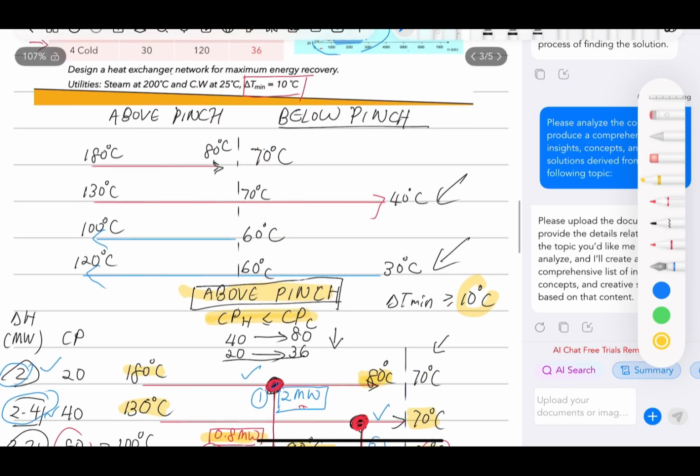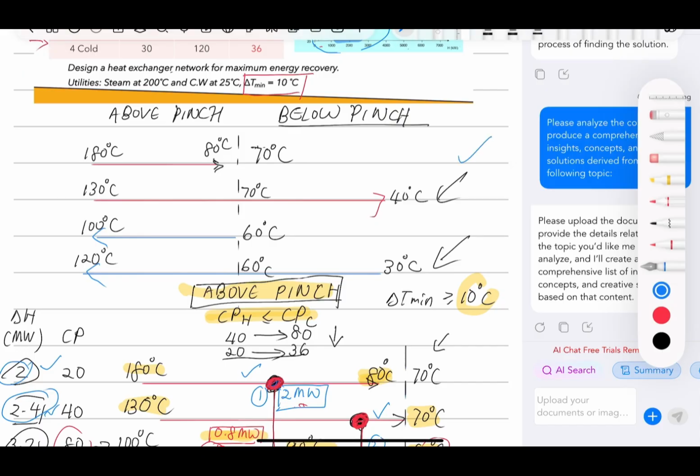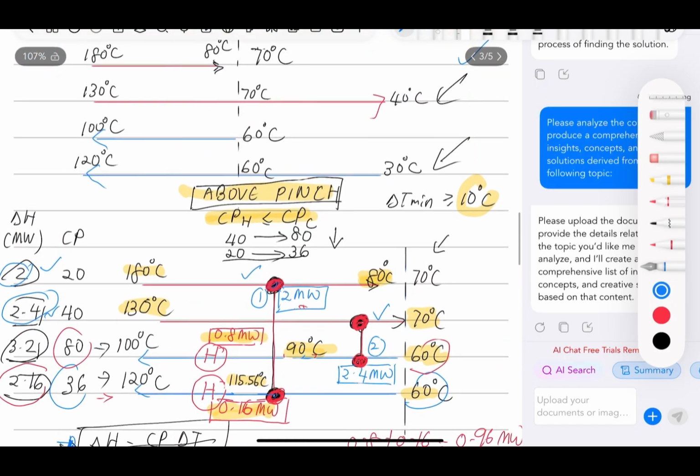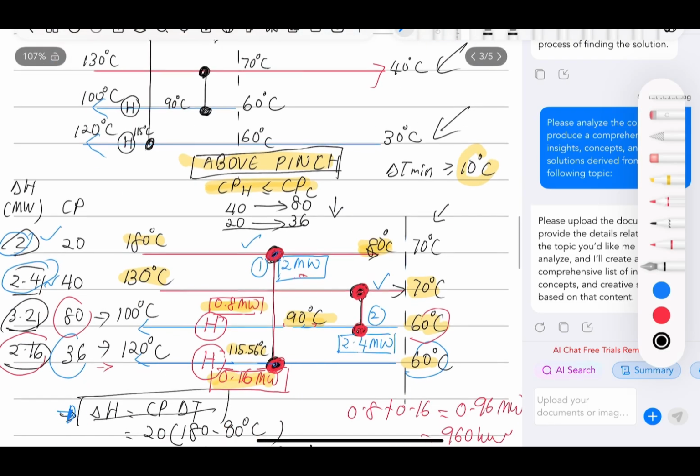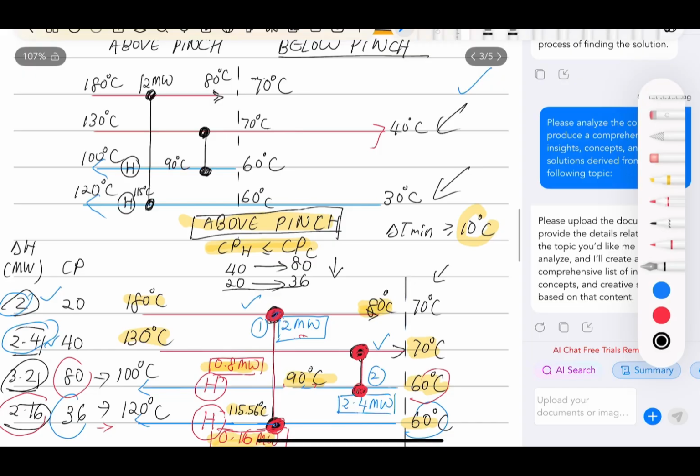Okay, so we already have this here. Now we draw back. Okay, you have a heater here, and then don't forget to write the temperature. So the temperature here is 90 degrees C, and this temperature is 115. Okay, and then the duty as well, we need to label it correctly.